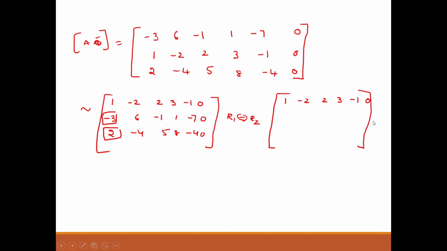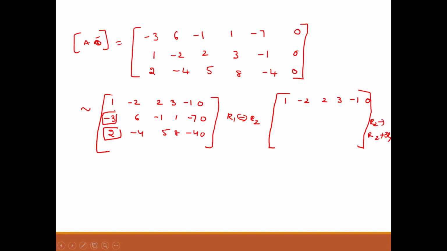Okay. Next, I will replace R2 with R2 plus 3R1. So R2 plus 3R1 means, so this is minus 3 plus 3R1. So minus 3 plus 3 is 0. 6, I'm multiplying with 3 and adding. 6 minus 6 is 0. This is minus 1 plus 6. 6 minus 1 is 5.